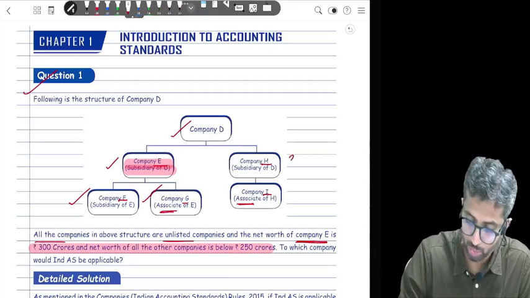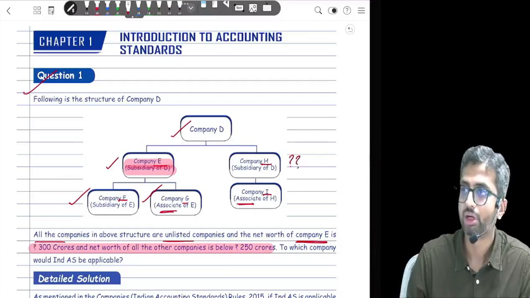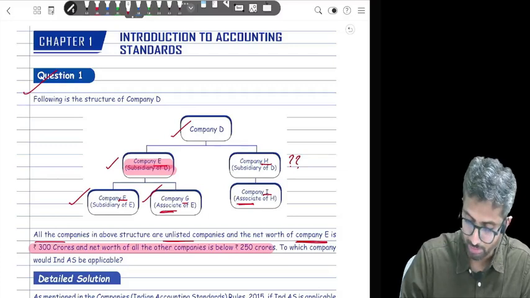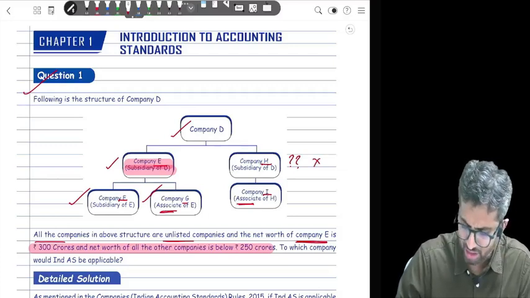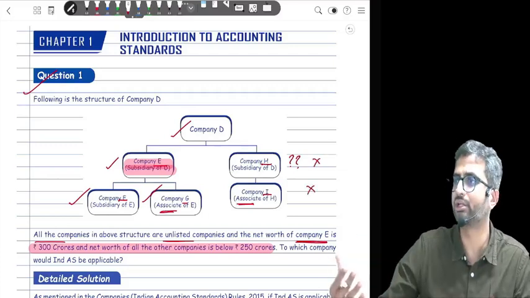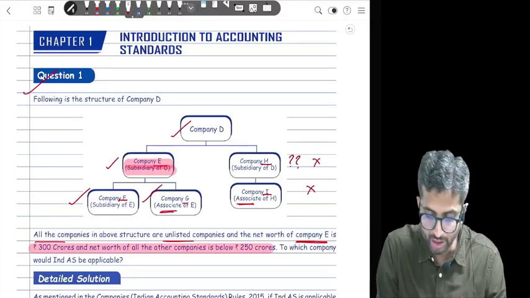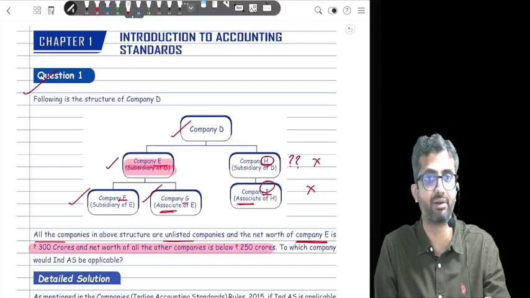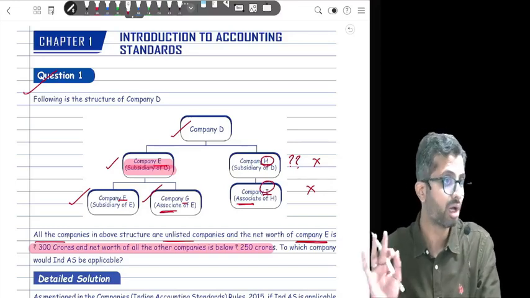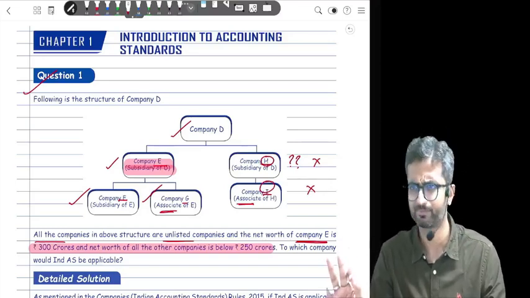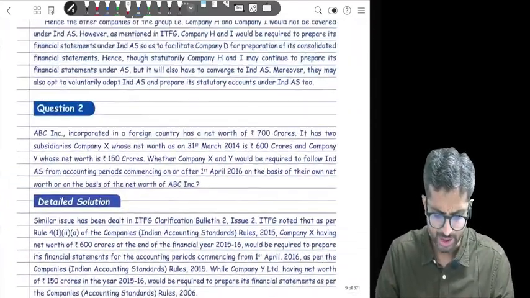But the question is, what about company H? Sure, not mandatory. And below that, company I or any other company also not mandatory. If I want to follow voluntarily for H and I, we can very well follow, but mandatory application is not there. Is everyone clear? Perfect. That is question 1.